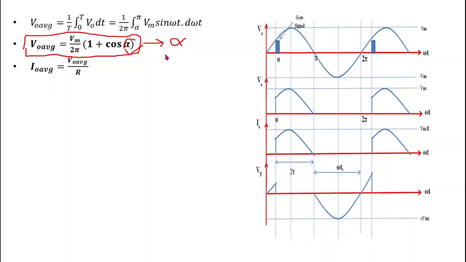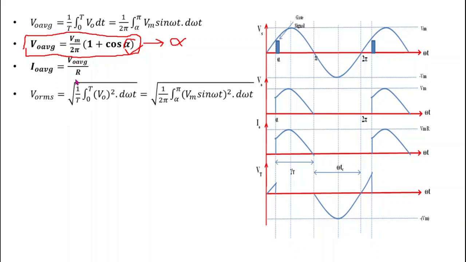Next is the average output current. It is simply equal to V naught average by R, and we know what V naught average is equal to, so we get I naught average is equal to Vm upon 2 pi R times (1 plus cos alpha). Now what is the RMS value of output voltage?